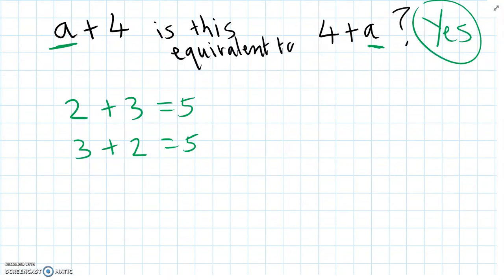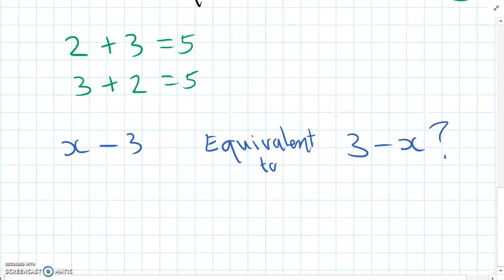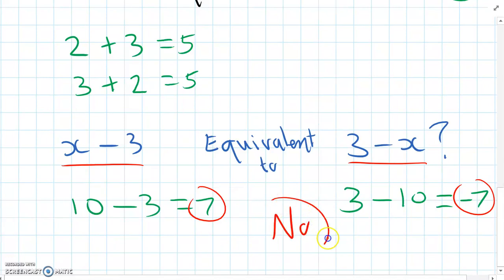Let's try a different example. If we have x take away 3, is this equivalent to 3 take away x? Well, again, we can use our normal arithmetic and just test it with normal numbers. So let's say that x is 10. We'll substitute x is 10. 10 take away 3 is 7. Let's try the other expression. 3 take away 10. Well, that's giving us negative 7. So actually, if the answers are different, that means these two expressions have to be different too. So no, these are not equivalent expressions.